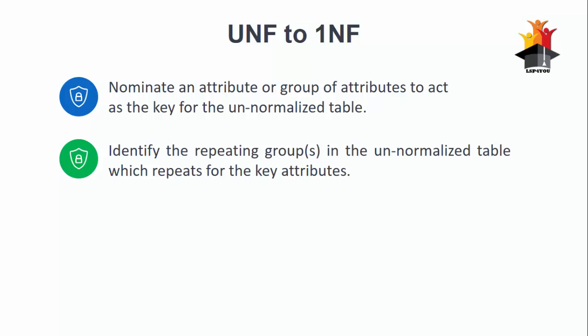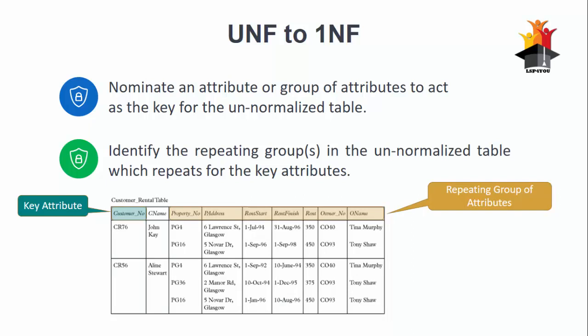First, nominate an attribute or group of attributes to act as the key for the unnormalized table. As we know, the key attribute may be a single attribute. Sometimes it may be a combination of more than one attribute. So we need to nominate a single attribute or a group of attributes to act as the key for the unnormalized table. Then we need to identify the repeating groups in the unnormalized table which repeat for the key attributes. Here in this unnormalized table, the key attribute is the customer number, and the repeating group attributes are property number, property address, rent start, rent finish, rent owner number, and owner name.